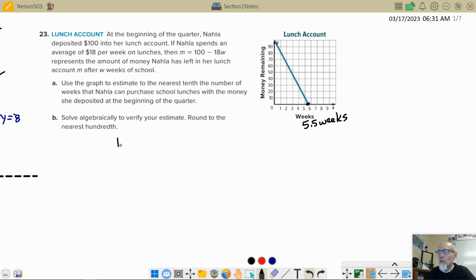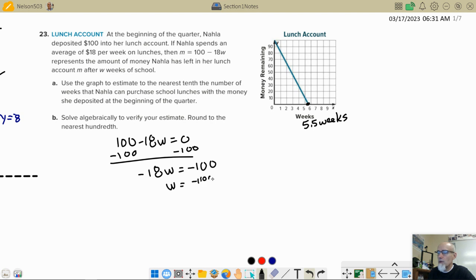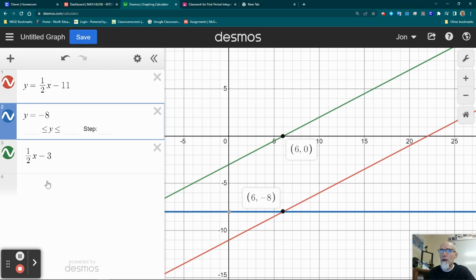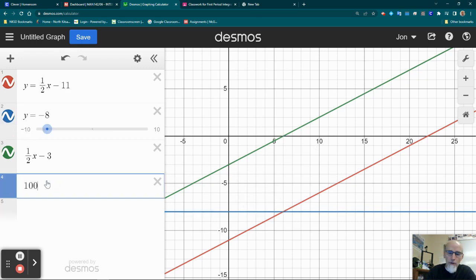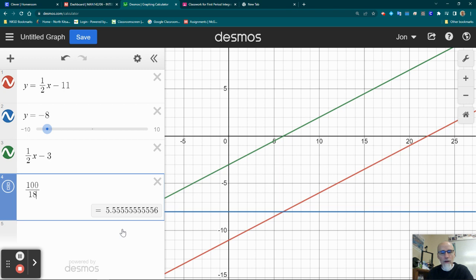So when does 100 minus 18W equal 0? I subtract 100 from both sides, and then I divide by -18. Okay, so I get W equals -100. That's terrible. That's really messy. Sorry. -100 divided by -18. And that comes out to be, let's see what happens. 100 divided by 18 is 5.5.